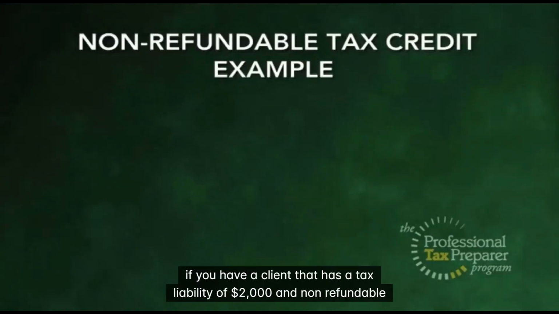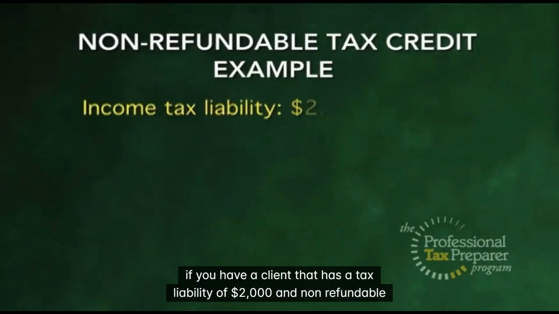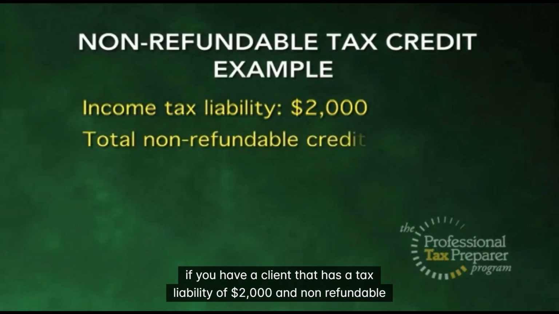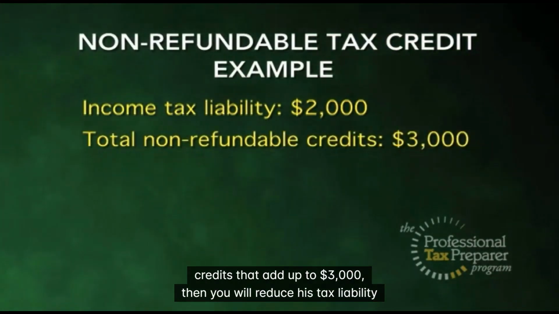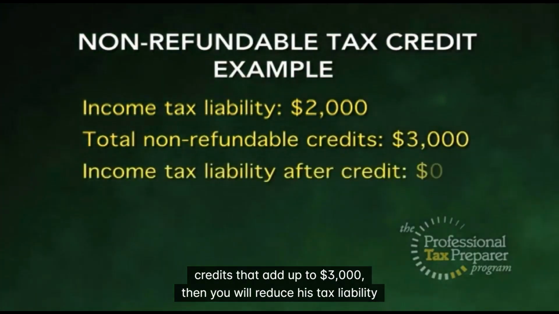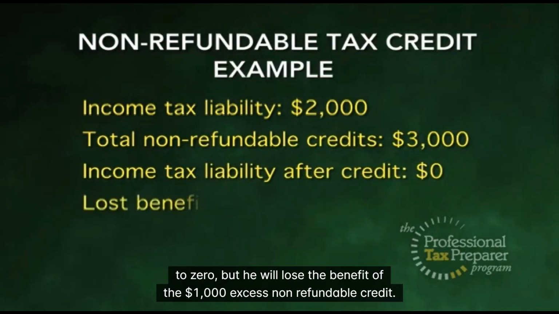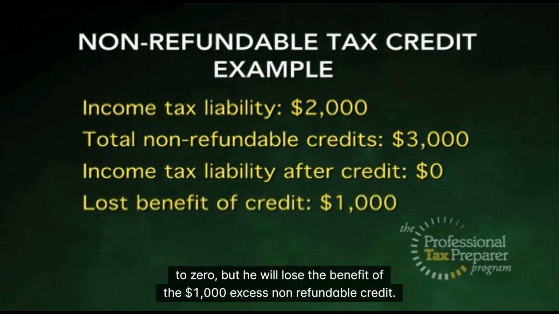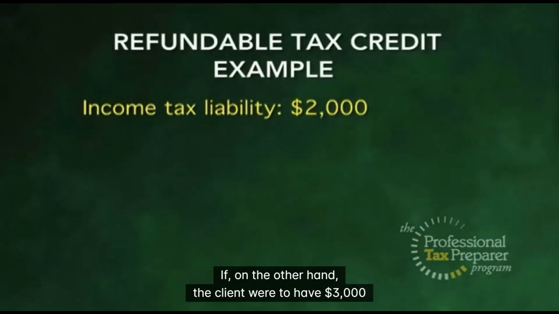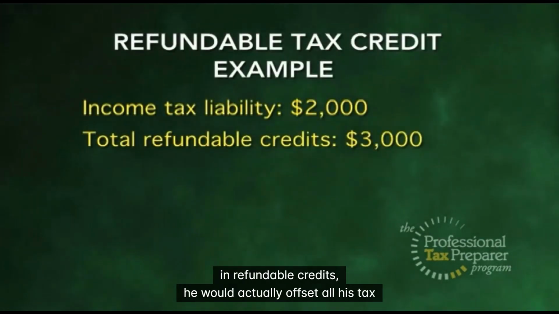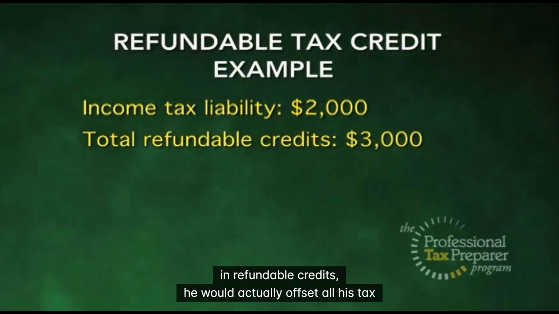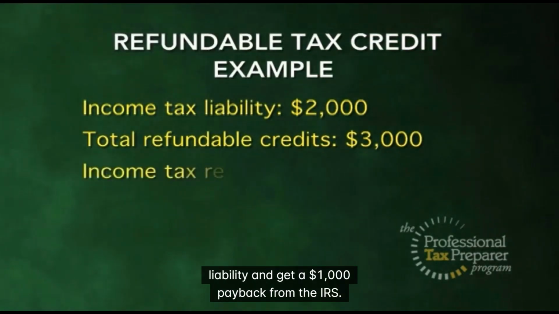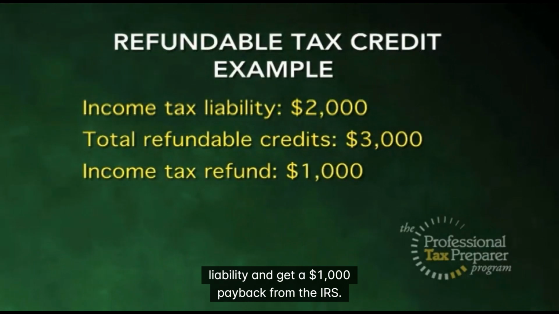So, for example, if you have a client that has a tax liability of $2,000 and non-refundable credits that add up to $3,000, then you will reduce his tax liability to zero, but he will lose the benefit of the $1,000 excess non-refundable credit. If, on the other hand, the client were to have $3,000 in refundable credits, he would actually offset all his tax liability and get a $1,000 payback from the IRS.